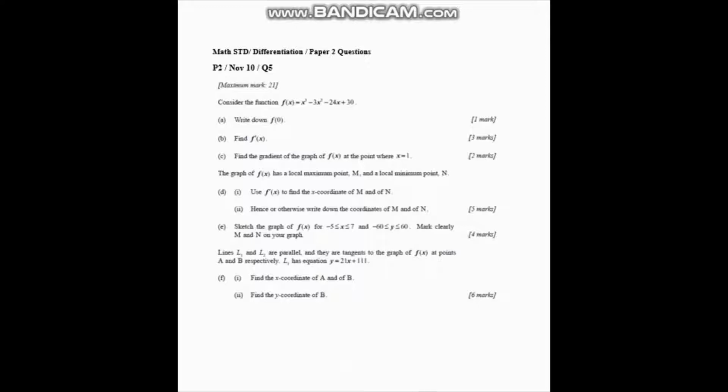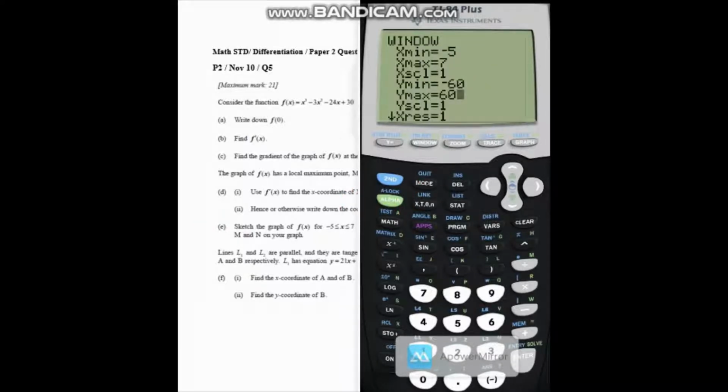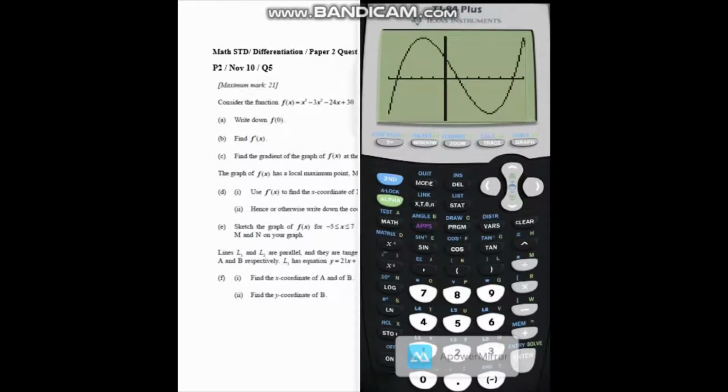Next, I'm required to sketch the graph of f of x for -5 less than x less than 7 and -60 less than y less than 60. So let's just adjust our window to reflect the new requirements. So the window should look like this, and there is your function, and you should sketch.